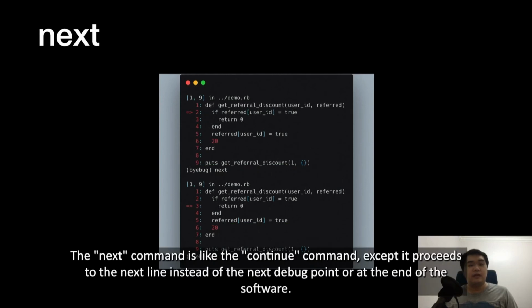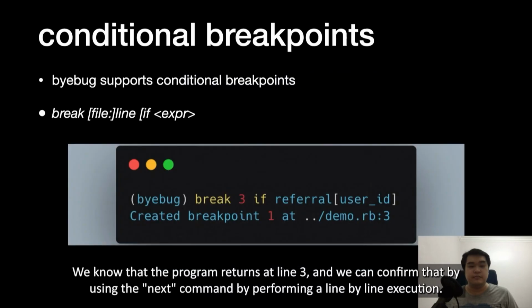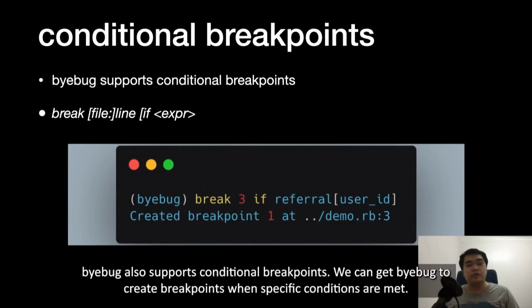The next command is like the continue command, except it proceeds to the next line instead of the next debug point or the end of the program. We know that the program returns at line 3, and we can confirm that by using the next command by performing a line-by-line execution. Byebug also supports conditional breakpoints.